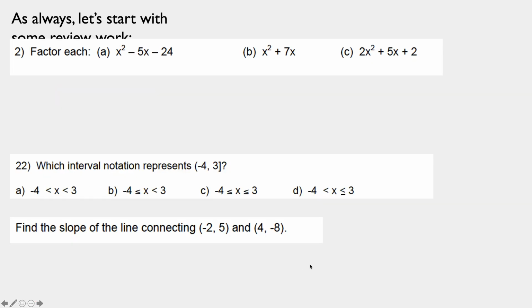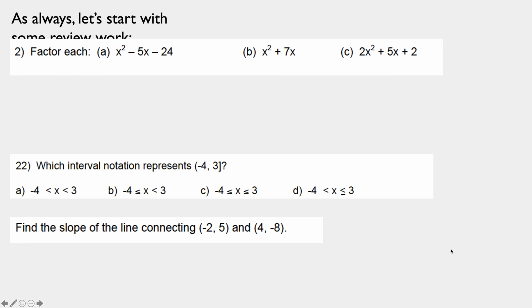Okay, here's the next card to do. We're going to do some factoring, we're going to do some interval notation, and we're going to find a slope. So, a little stop and start here. Answer those questions. Number 22 in the middle there, that's a multiple choice question. That's not 3 different questions. And then there's three factoring problems on the top and 1 slope finding on the bottom. Go ahead, do stop and start. All 3. I will go over all 3 in a minute.